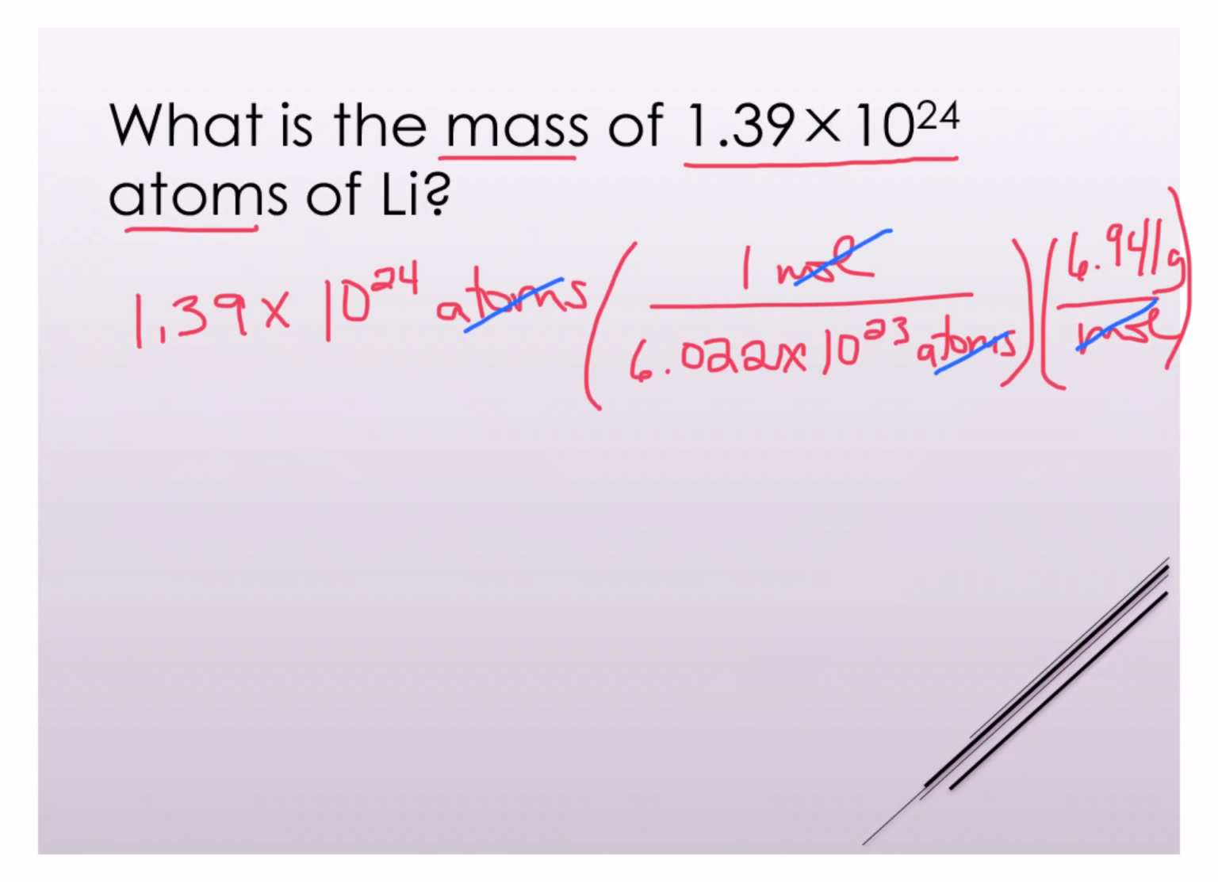Now I can go to my calculator and solve the problem. And I'm going to put in 1.39 times 10 to the 24th atoms. I'm going to multiply it by all our numerator first. So times 1 times 6.941 and divide by 6.022 times 10 to the 23rd. Now when you're doing this on your calculator, make sure you're using the correct format for that scientific notation on the bottom.